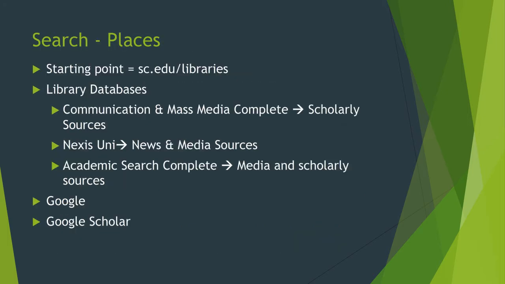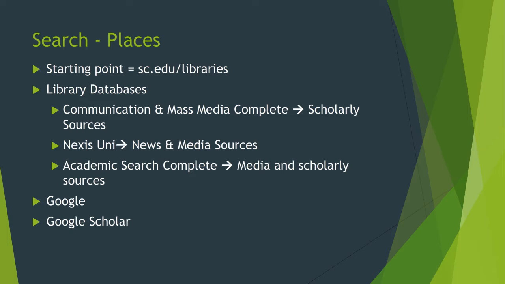So one of the first things to consider when you're thinking about searching on your topic is the places where you're going to search. The starting point will always be sc.edu/libraries. I imagine many of you will just Google Thomas Cooper Library. That's fine too. Just make sure you're Googling Thomas Cooper Library, not necessarily USC libraries and wind up at Southern Cal's library page. Make sure you're with us. And then there's going to be a databases link that we'll demo in a little bit.